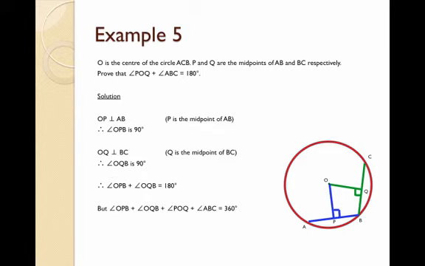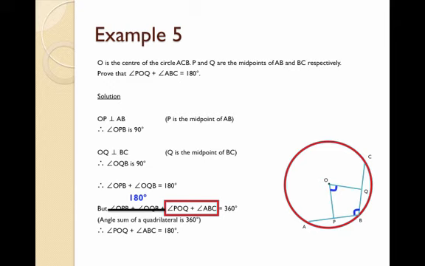But all four angles of the quadrilateral, including the ones we want to prove add to 180, have to add to 360 because the angle sum of a quadrilateral is 360 degrees. So we have proved the first two angles add to 180 degrees, and if we subtract those angles, we are left with angle POQ plus angle ABC equaling 180 degrees.